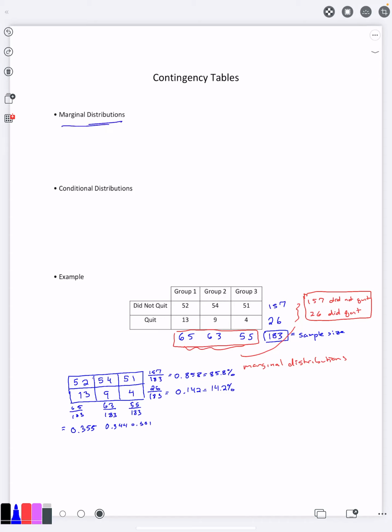And now we have that terminology down. So if I were to ask you, here's a contingency table, determine the marginal distributions for both variables in terms of relative frequency, this is exactly what I'd be asking you to do.